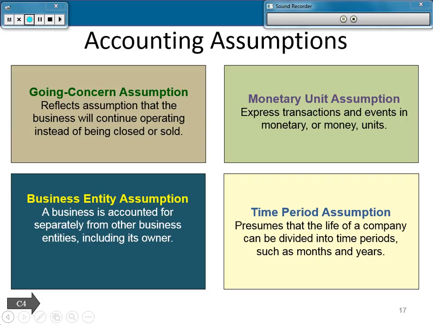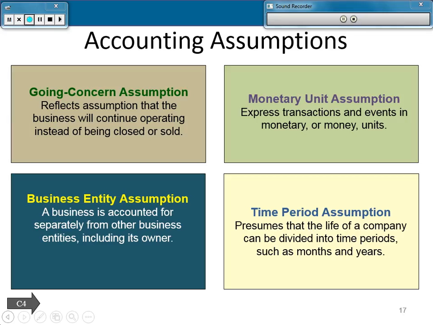Business entity assumption. Business is accounted for separately from other business entities, including its owners. That just deals with, we have sole proprietorships, we have corporations, we have partnerships, but everything is operated outside of the individual. So for partnerships, even though they're in business together, they are separate from their entity, okay? Even as a sole proprietor, yes, you may own the business, but your personal dealings and transactions are completely separate from the business.